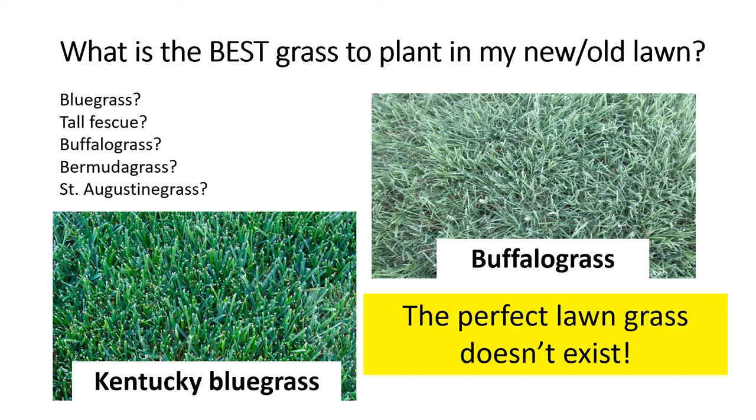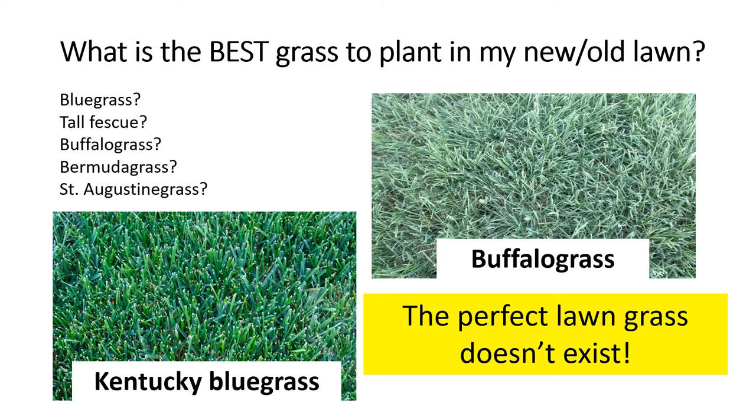So, what is the best grass to plant in a new lawn, or maybe an old lawn that you're going to be renovating? Is it bluegrass or buffalo grass or Bermuda or St. Augustine grass? Again, as I just mentioned, there is no perfect turf grass. It's really important to understand that not all grasses will work equally well in a certain situation. So some are more shade tolerant, some are more traffic tolerant, some are more tolerant of salty soil. Some do better at higher elevations than others. So they all have these kind of places where they fit or where they're really a bad choice.